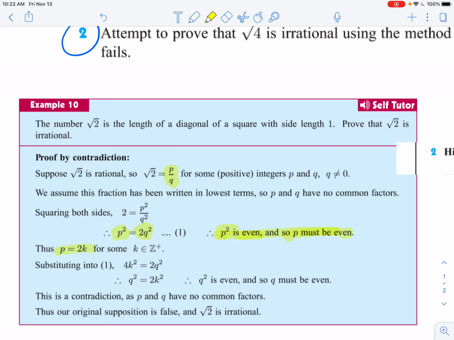So therefore p has to be equal to 2k, so then we can substitute that back in right here.